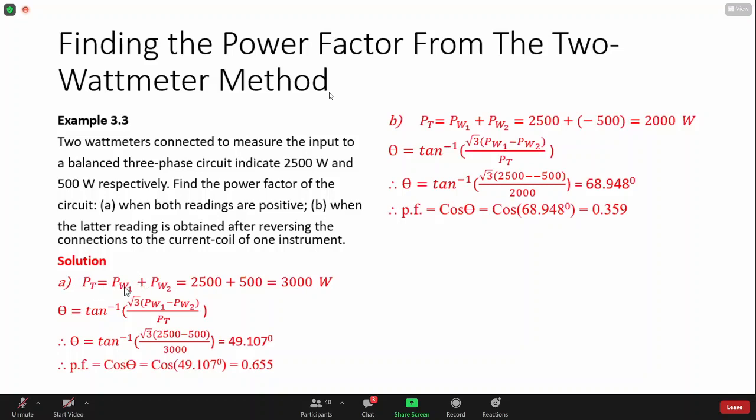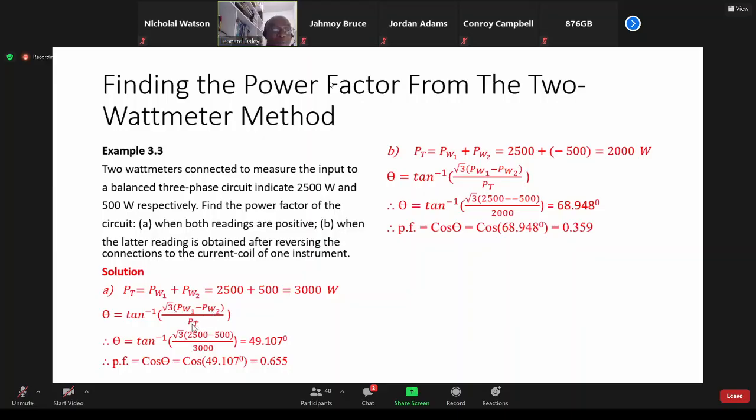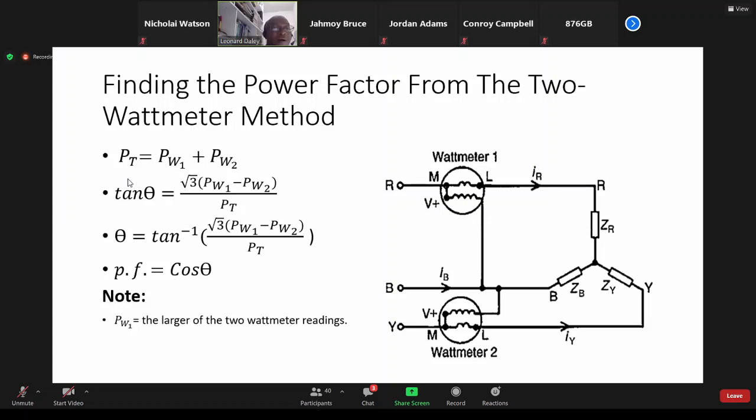All right. So the total power according to the wattmeter readings would be the 2,500 plus the 500, and that will give us 3,000 watts. Then theta would be equal to the tan inverse of √3 times PW1 minus PW2 over PT. So you could have made this a 2-step process like we did before. Find tan theta first, and then afterwards you'll find theta.